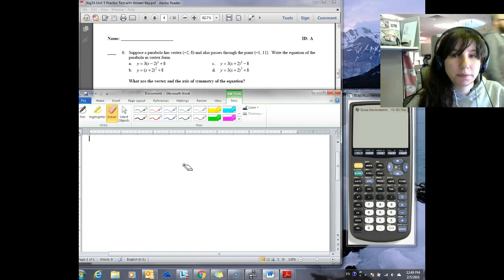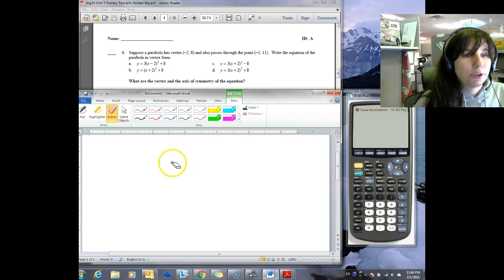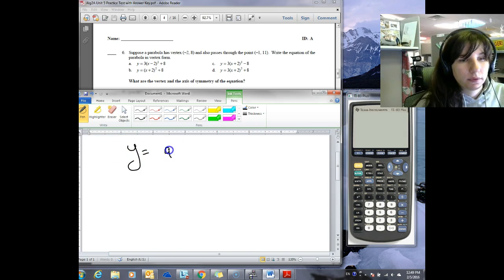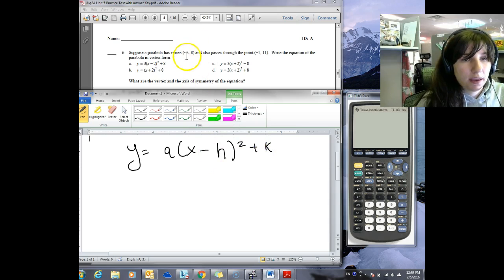All right, so the next couple problems, I'm going to keep up with that theme. I'm using that graphing calculator to help me out. So for number 6, it says I've got a parabola with a vertex of -2, 8. Well, I know my vertex form. So if they tell me that my x is -2, I'm just going to plug that in right here for h.